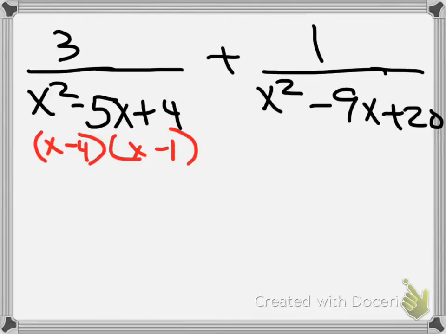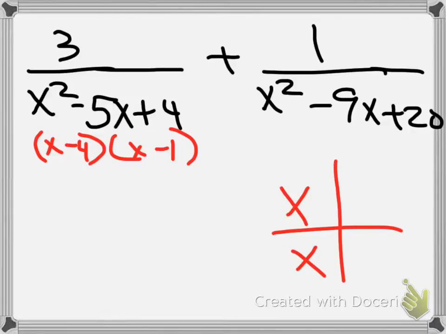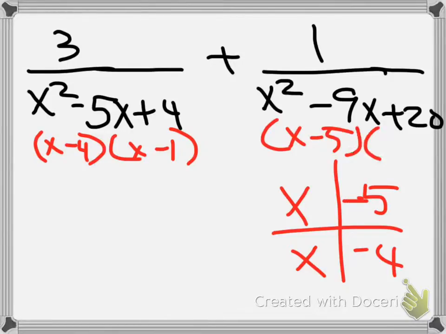Over here we're going to do the box method again also. We're going to have x and x, and 5 and 4, negative and negative. So this is going to be x minus 5, x minus 4, and then I'm going to erase this stuff so we have room to do our work.